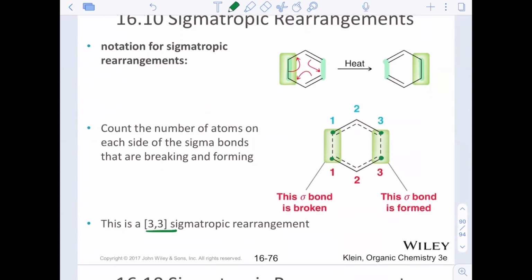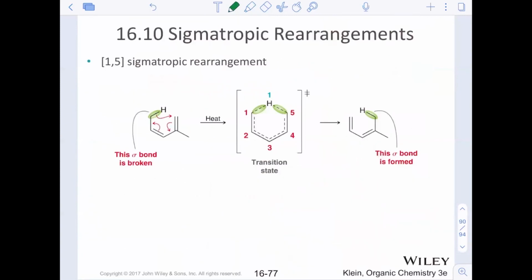We can have a 1-5 sigmatropic rearrangement. 1-5, again, where did the sigma bond start? And then where is the sigma bond going? There's your 1 and your 1, 2, 3, 4, 5. Okay, or you could count it the other way in red.